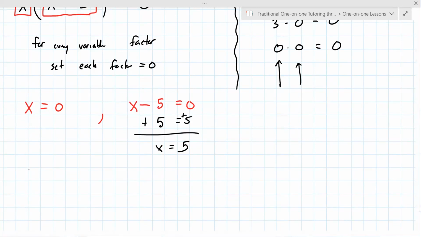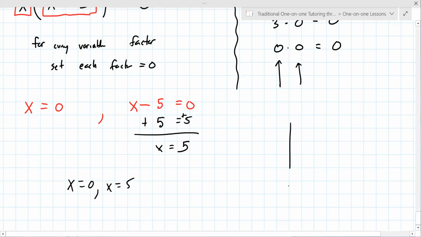So these are your two answers. X equals 0 and x equals 5. And then if I had that graph on the x-axis, I'd mark a dot on 0 and then a mark on 5. Yes, that's exactly right. 0 and 1, 2, 3, 4, 5.